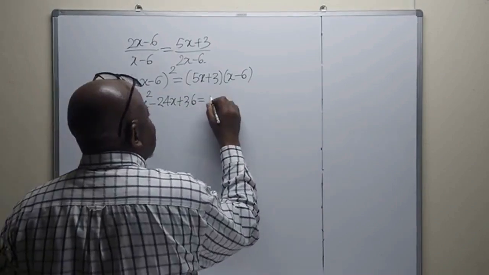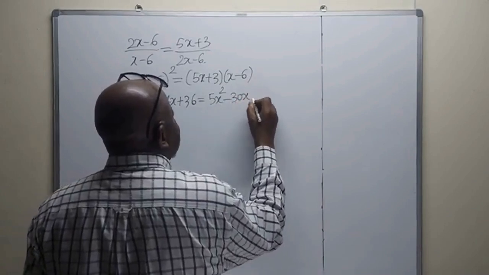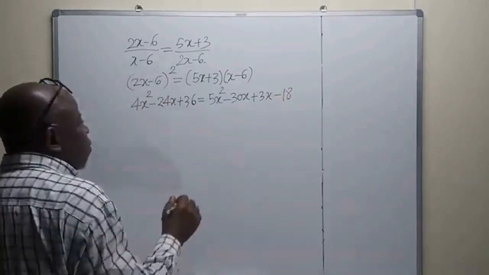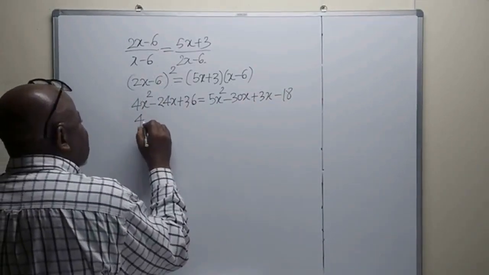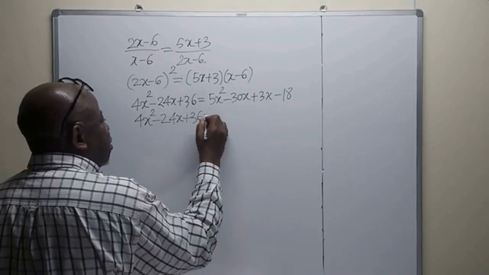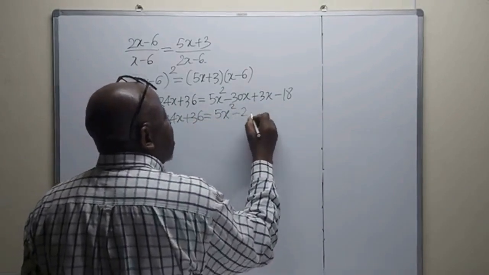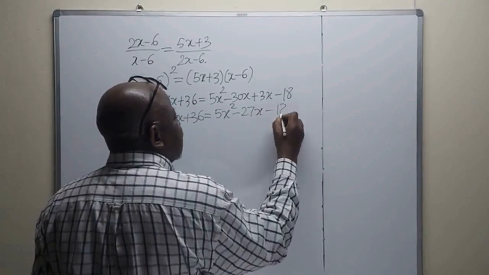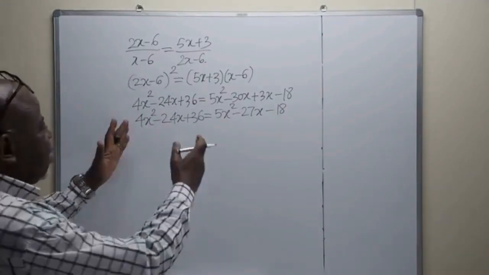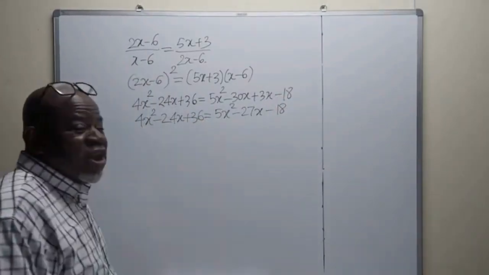This will be equal to 5x² − 30x + 3x − 18. So we'll have 4x² − 24x + 36 equal to 5x² − 27x − 18. I'm going to take this to the other side to avoid the negative sign.